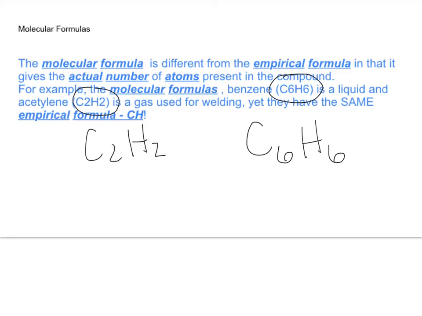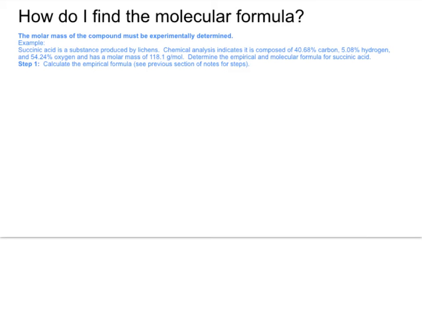So the empirical formulas are nice for giving us the chemical composition and the percent composition of a compound, but the molecular formula really makes the compound what it is. And the way that you find the molecular formula, these problems will sound very, very similar to the problems that we did previously for empirical formulas, except that they must give you the molar mass of the compound. And the only way that we can find the molar mass of the compound is to determine it experimentally.